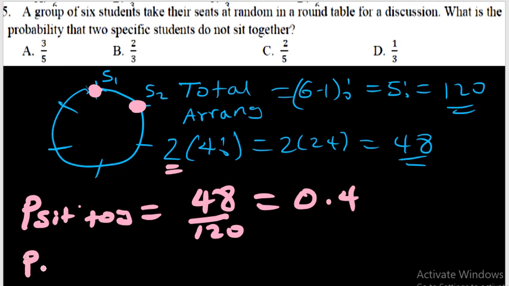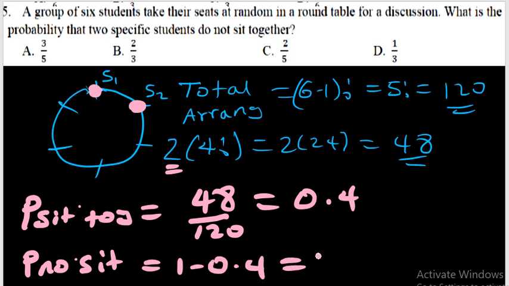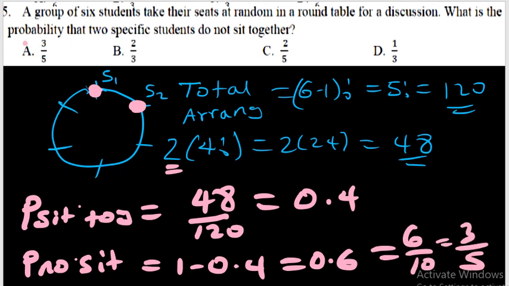So the probability of not sitting together will be 1 minus 0.4. The total probability is 1. So it's going to be 0.6. 0.6 means 6 over 10 or 3 over 5. So the answer will be A.